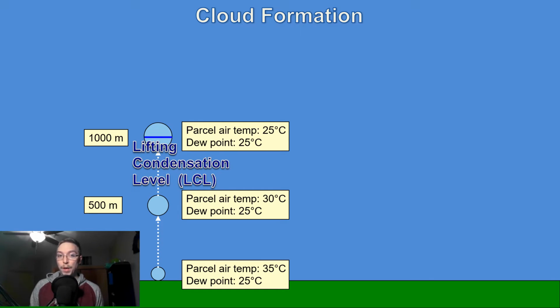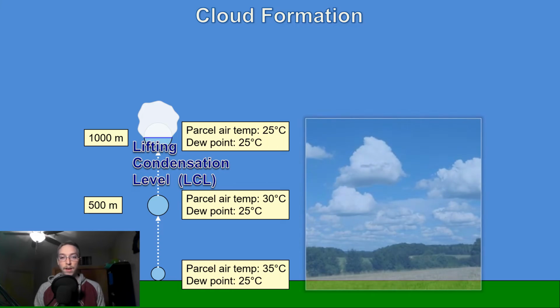Once we get to that point where our dew point and our air parcel temperature are equal, that is what we call our lifting condensation level. The lifting condensation level is the height at which the rising air that is cooling at our dry adiabatic lapse rate becomes saturated. It meets that dew point temperature and condensation can begin, or will begin. That's where we have our clouds. The lifting condensation level is the base of our cloud height.